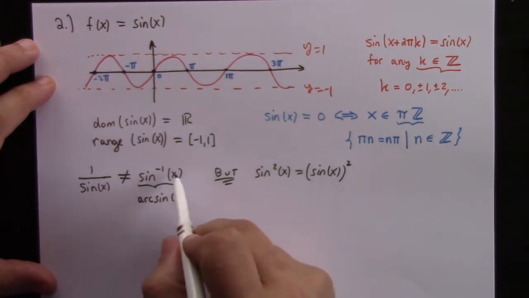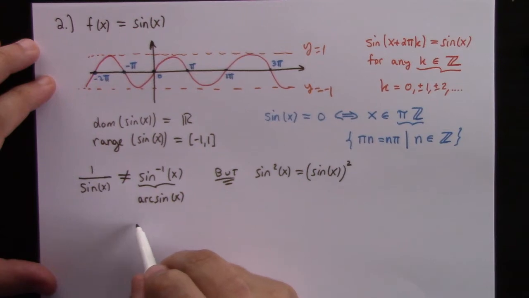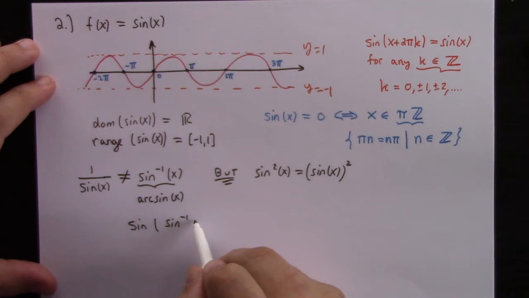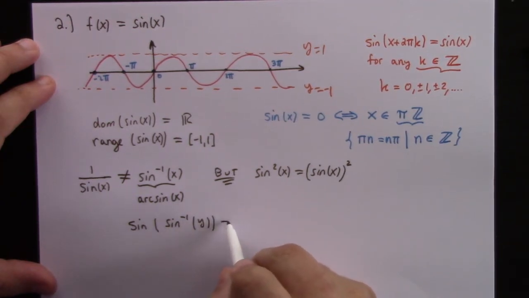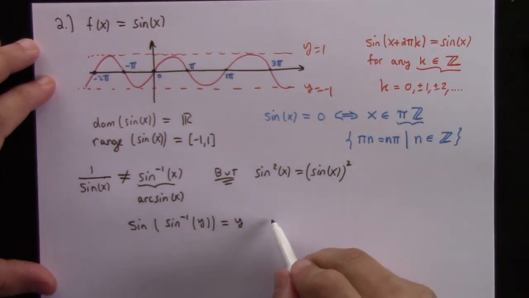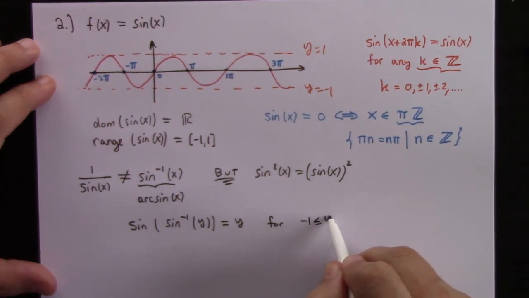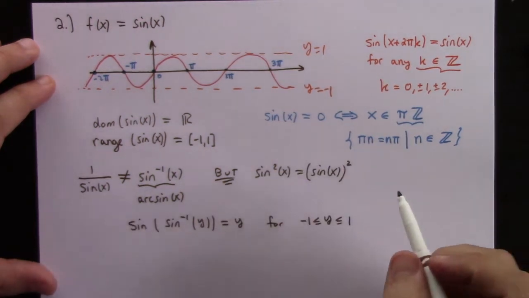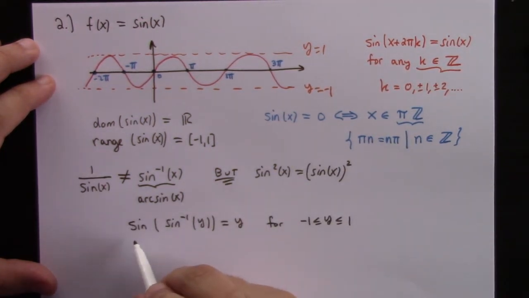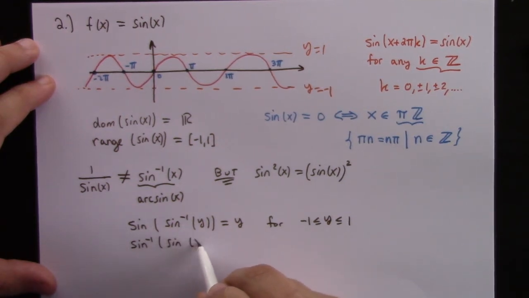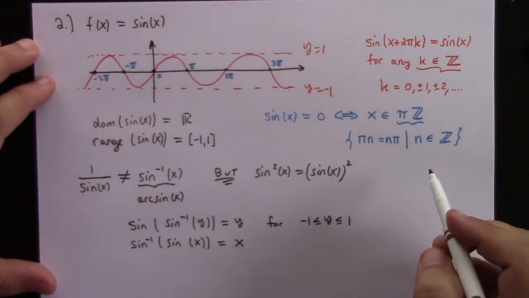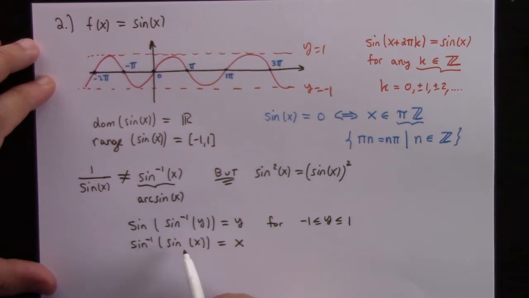So this inverse sine works like this. We have sine of sine inverse of y is equal to y again, for minus 1 less than or equal to y less than or equal to 1. I can only take the inverse sine of something that's in the range of sine. But then here's where the ambiguity comes into play. Sine inverse of sine of x equals x is not true for all real numbers. Now this depends on the definition of inverse sine.